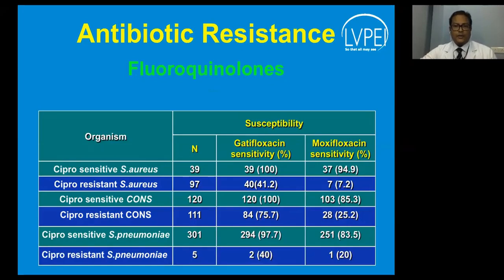So a study which was done in the US has found that the ciprofloxacin resistant organisms are also more often than not resistant to gatifloxacin and moxifloxacin. As you can see from the table here, the cipro-resistant Staphylococcus aureus, coagulase negative Staphylococcus, and the Demodex are susceptible in only 40, 70 or 40% of cases to gatifloxacin, with a slightly better sensitivity to moxi.